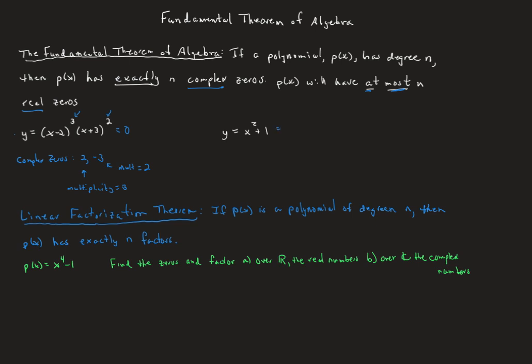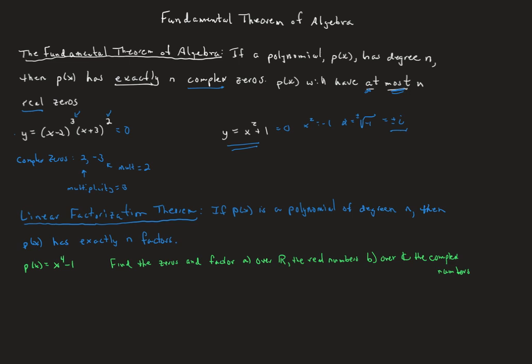Now, the second one, if we set this equal to 0 to find those zeros, you can see that we end up taking the square root of negative 1, and so what we get is i and negative i. So this has two complex zeros, i and negative i. It has no real zeros because i and negative i are not real numbers, but remember we modified this to say it has at most n real zeros. So this is an example of a polynomial that has two complex zeros and no real zeros.